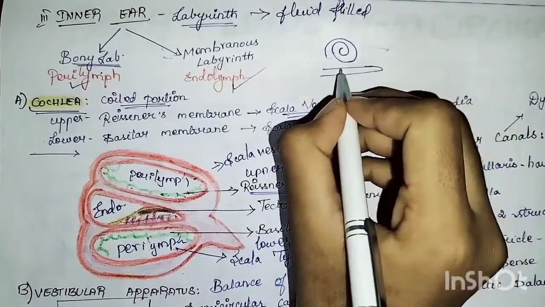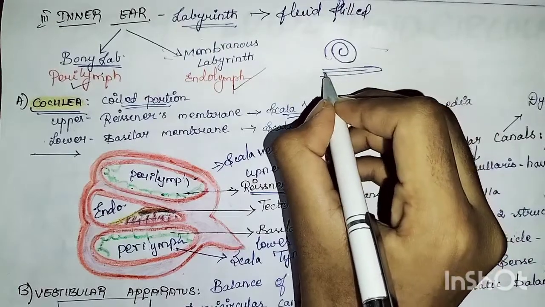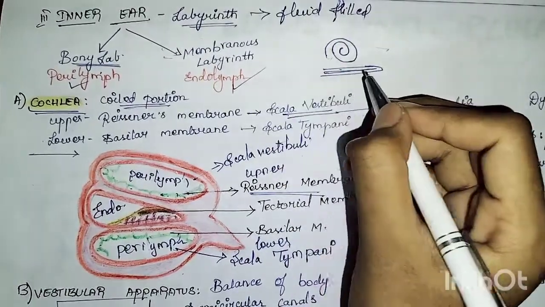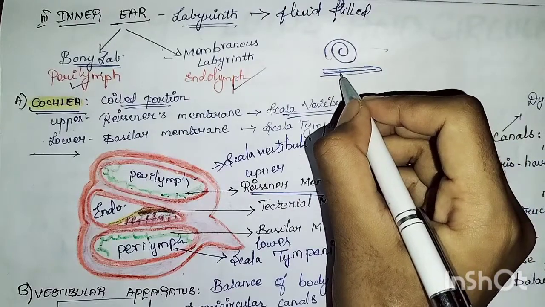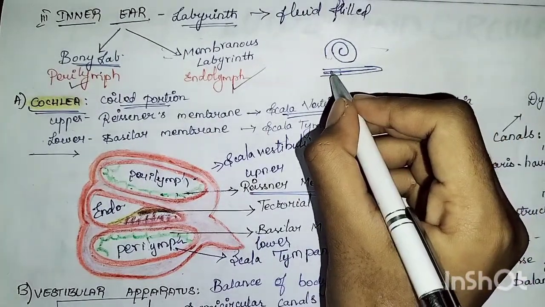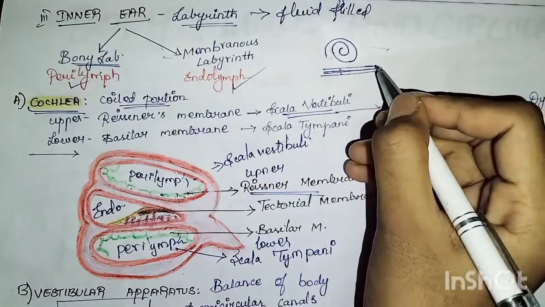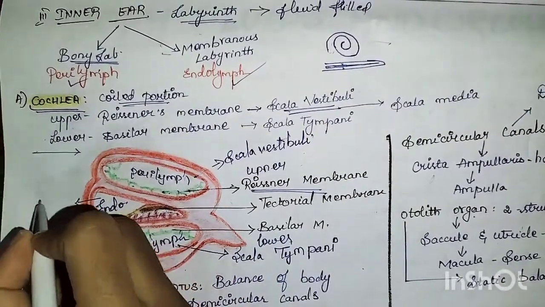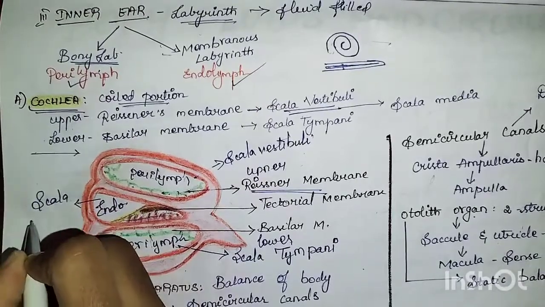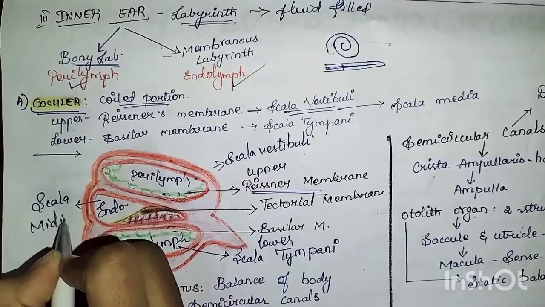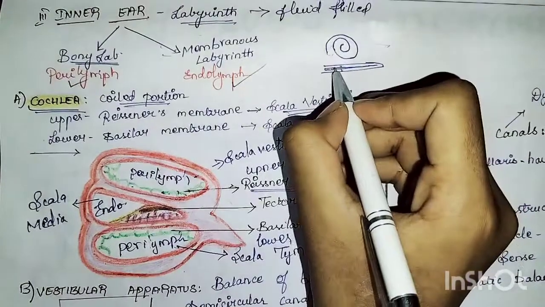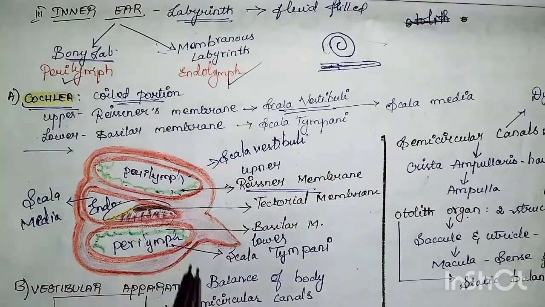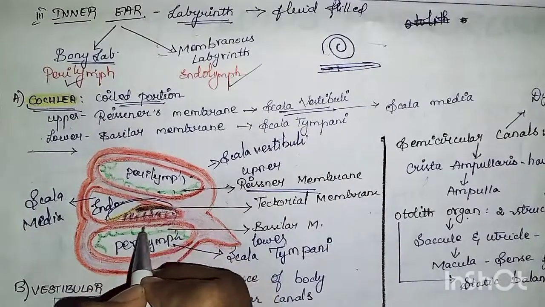Okay, I'll straighten this and this has three layers. This upper layer is scala vestibuli, this down layer is scala tympani, and this middle layer is the endolymph layer. Okay, this is scala media. Clear? Middle, no? So this part is scala media. Clear?